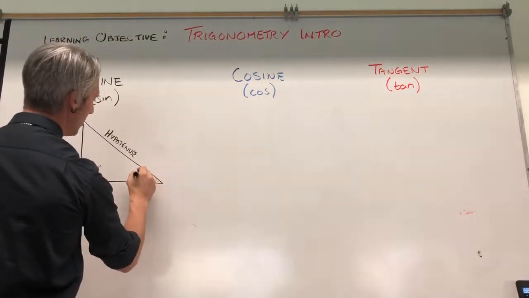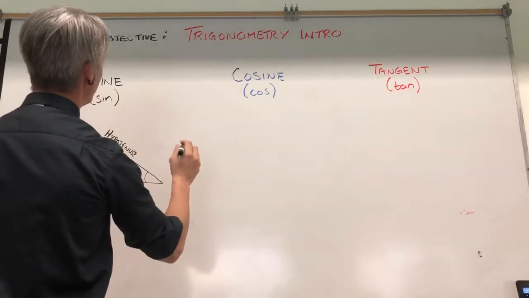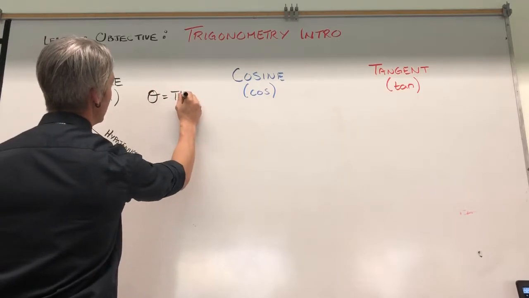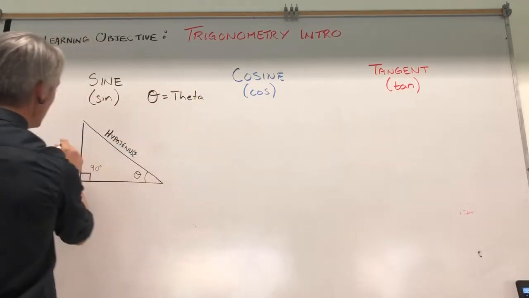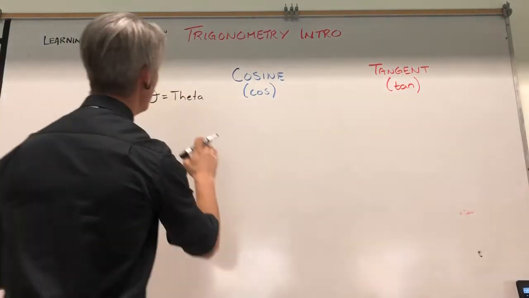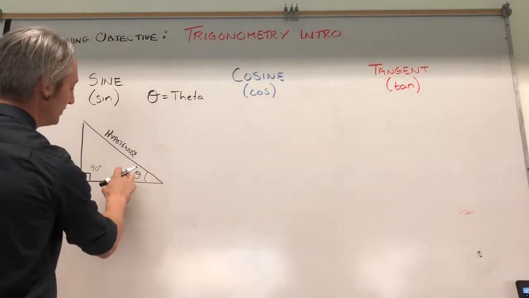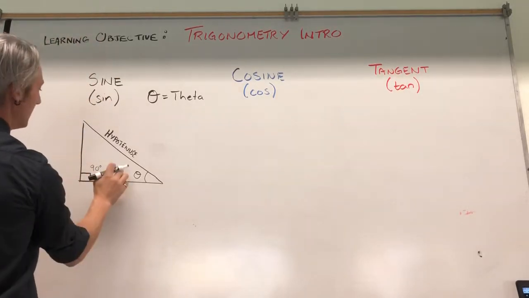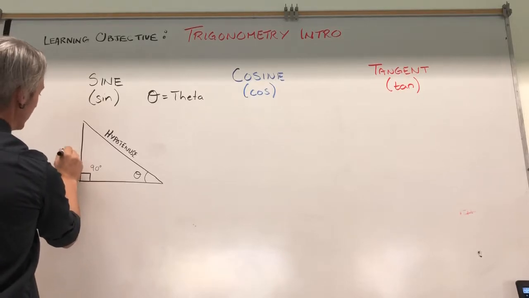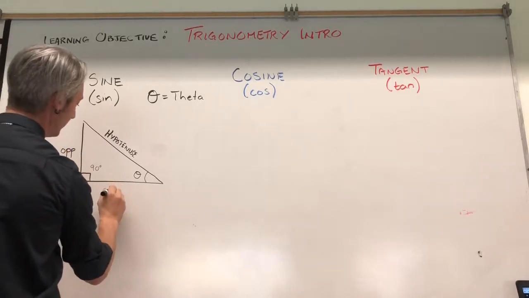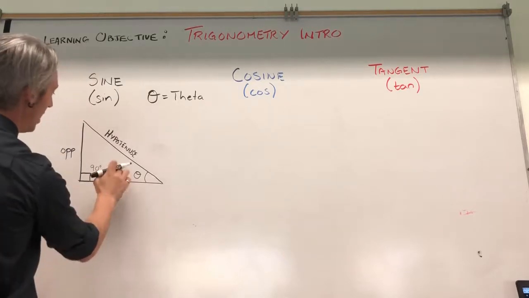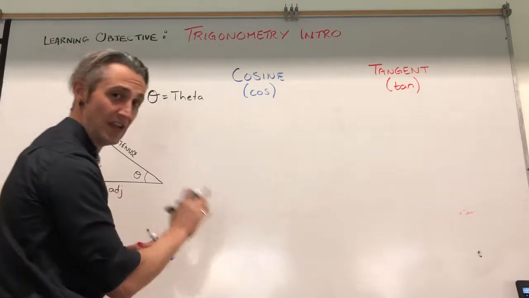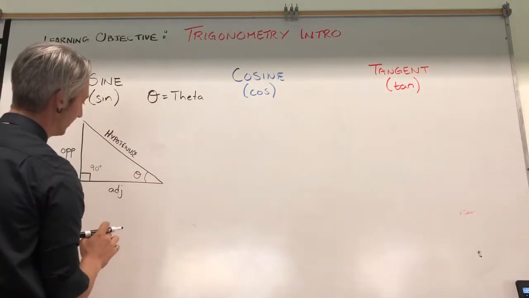So say I have an unknown angle. Now in trigonometry, most of the time our unknown angles are called theta. Just like an unknown side is x or y, an unknown angle is theta. So if we have an unknown angle theta, and say I know that this is going to be the opposite side to that angle, and this is going to be what we call the adjacent side. So the opposite side is opposite the angle, and the adjacent side is the side that's touching the angle, but that's not the hypotenuse.